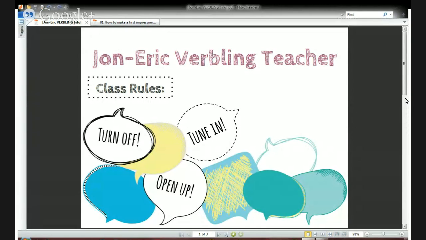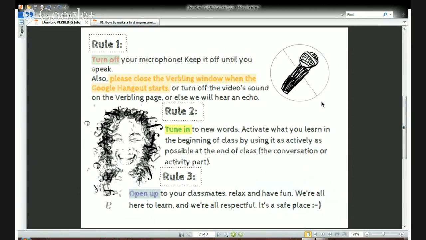Here are 3 quick rules to help you participate. Don't forget to turn off, tune in, and open up, which means when you're not speaking, turn off your microphone to keep the classroom nice and quiet. When you are speaking, tune in to the new words that you learned. That way I can give you feedback, and you can learn from the feedback. I can correct you, that kind of thing. Finally, open up to your classmates. Relax and have fun. We're all here to learn, and this is a safe and respectful place to practice your English.